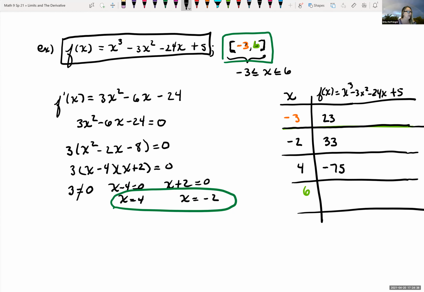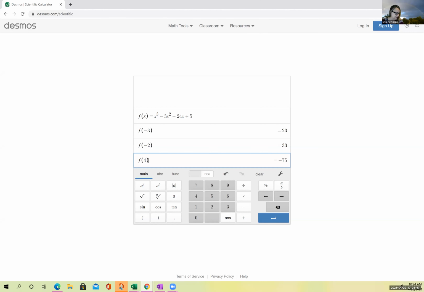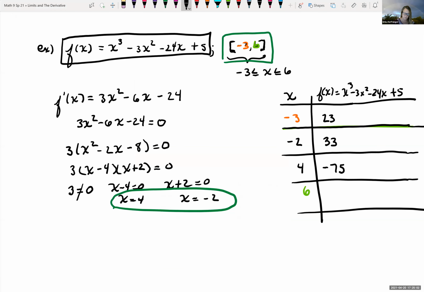And then the other endpoint of our closed interval, we're plugging in 6. So f of 6, that gives us back -31. Okay, so the smallest y value is when x is 4, we get back -75. So this is an absolute min.